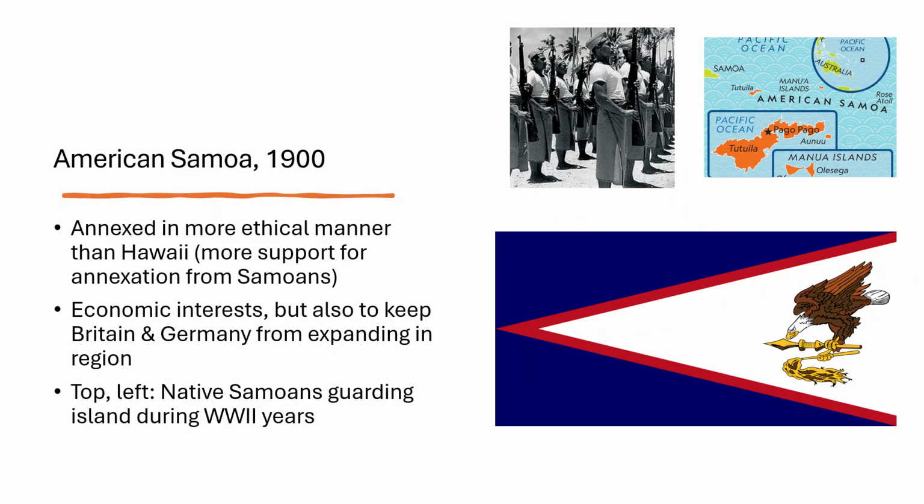The United States will also acquire American Samoa in 1900, and they're acquiring it again because of the imperial game that's being played in the Pacific. They don't want Germany or Britain to get control of more territory in the Samoan Islands region. And this annexation was handled in a somewhat more ethical and democratic manner. There was evidence of more support for annexation from the Samoan people. The images on this slide are of the flag of American Samoa, as well as Samoan troops guarding the islands during the World War II years.